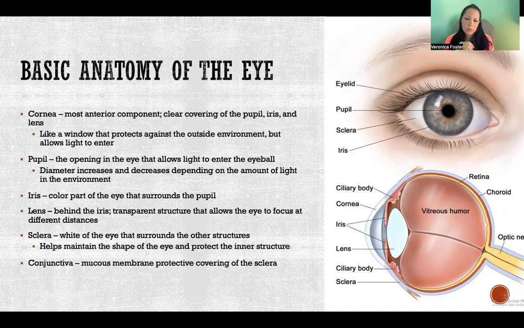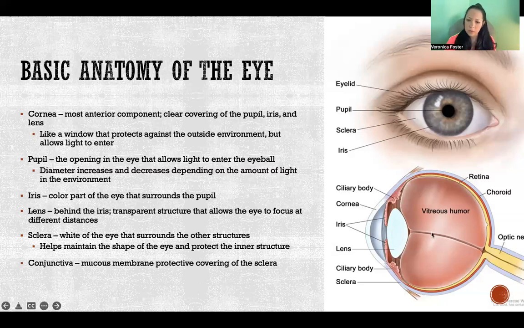The pupil is the actual hole. It's the black dot right in the center. It's the hole that allows light to enter into the eyeball. So the diameter of the pupil increases and decreases depending on how much light is in the surrounding environment so that we can adjust how much light is permitted to enter into the eyeball to make a clear focused image. The iris is the color part of the eye that surrounds the pupil.